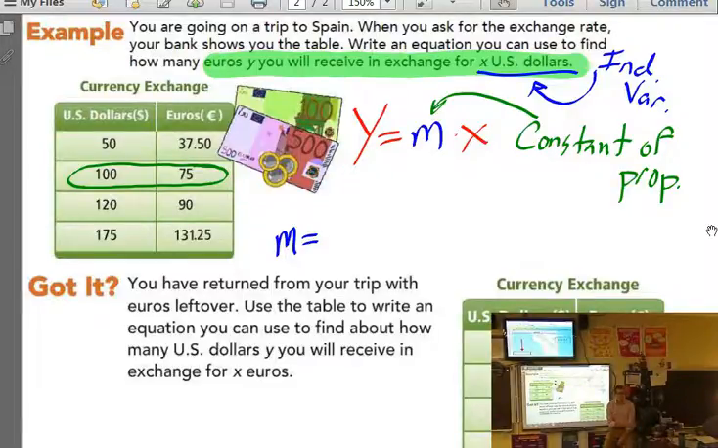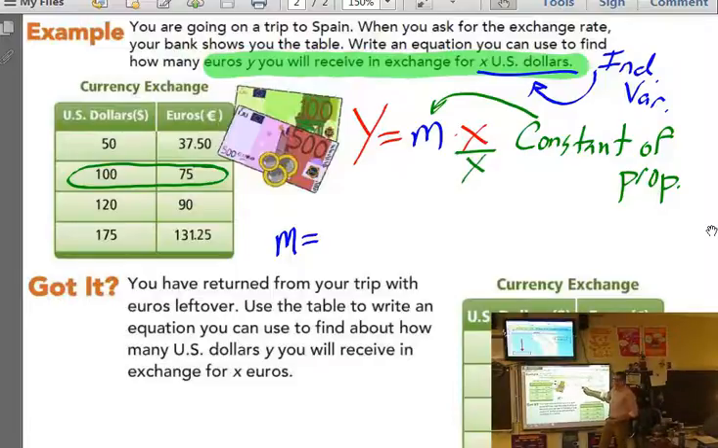Samantha, do you have an idea? Can you do x divided by y? Ooh, close. If we look at this equation right here, how would we get m by itself? What would we need to remove, Ellie? You divide by x. Yeah, we would divide by x.